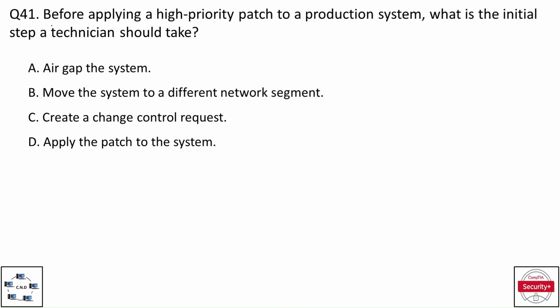Question number 41. Before applying a high priority patch to a production system, what is the initial step a technician should take? And the options are option A, air gap the system, option B, move systems to a different network segment, option C, create a change control request, and option D, apply the patch to the system. And the correct option is option C, create a change control request.